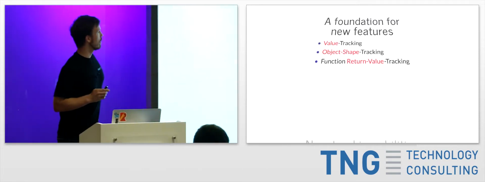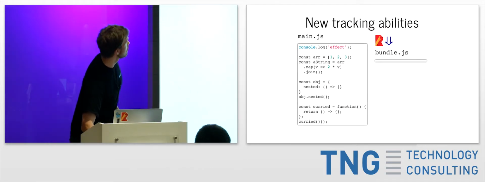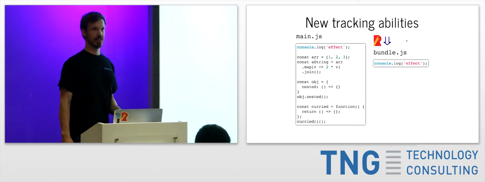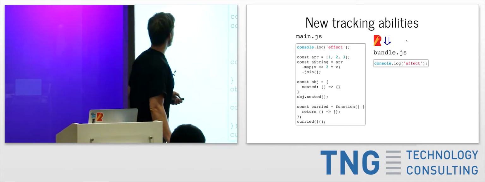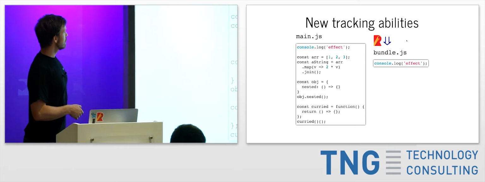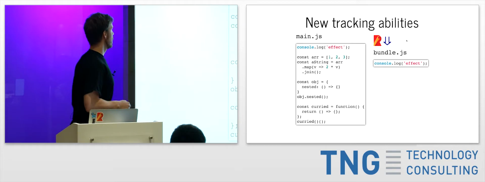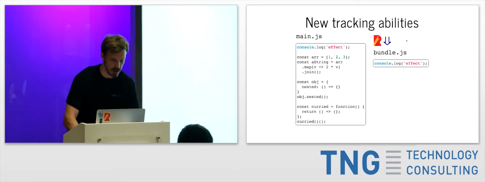So I'll show another bit of code here and just show the result. The result of this code is this, which will be what's left. That's the only reason I put the console log in, so that you can see anything happens. So there are three things happening in this piece of code. The first is about value tracking. So I have an array. Now, when I call map on the array, Rollup knows this is an array, and arrays have a map method. And map methods do not have a side effect unless there's a side effect in this function here.